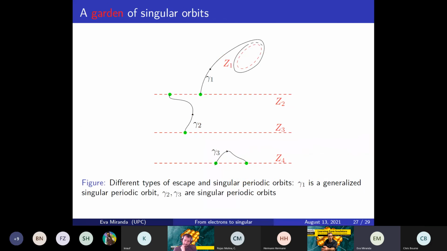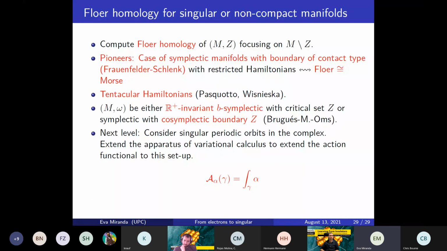And just to finish, because I don't have time, I'm going to finish with this last slide. This last slide tries to show some other contexts in which you have this non-compact business. The ones who started working on this are Frauenfelder and Felix Schlenk, who proved that if you have a symplectic manifold with contact boundary, then you have such a situation. But then you need to take some restriction of the Hamiltonians. We have been mimicking their work, and we have a similar result for this kind of manifolds when the restriction is a cosymplectic manifold, that I didn't explain at all today, but corresponds to this b-symplectic business.